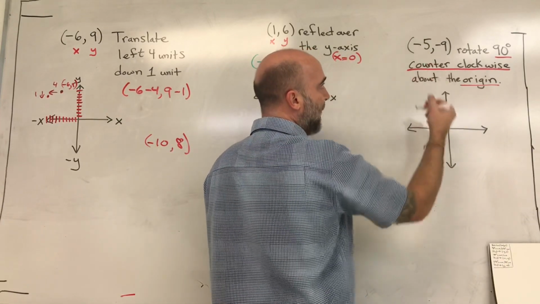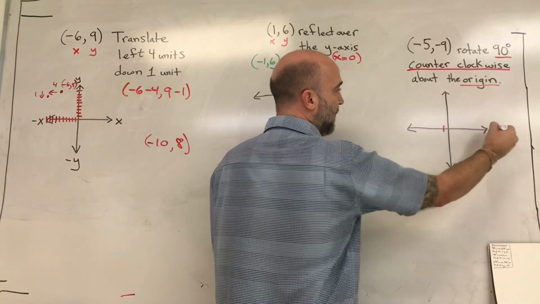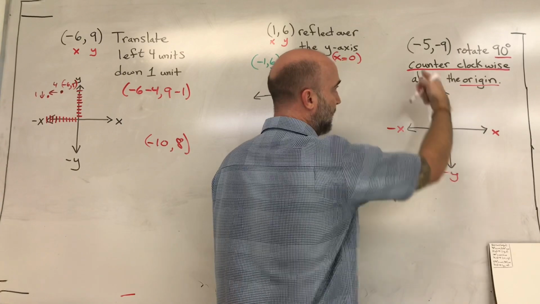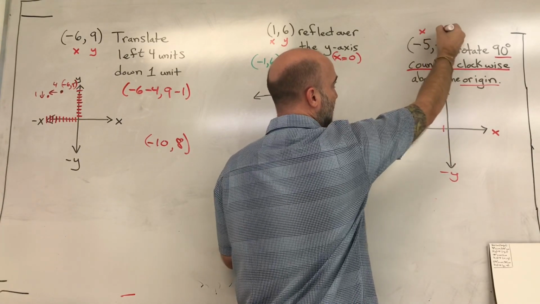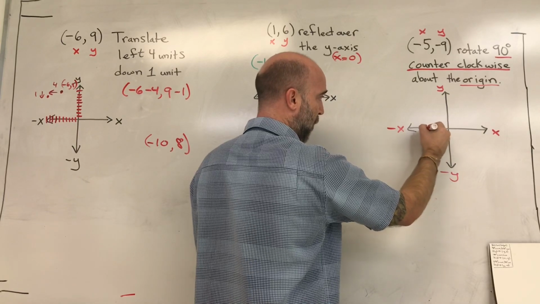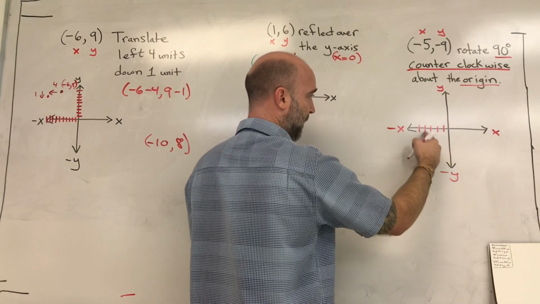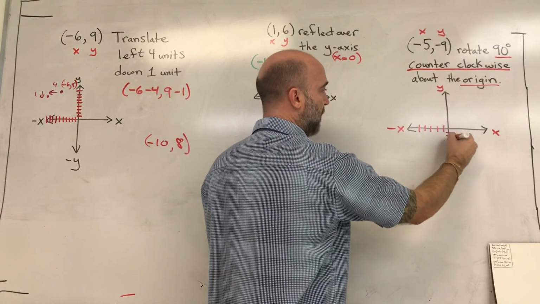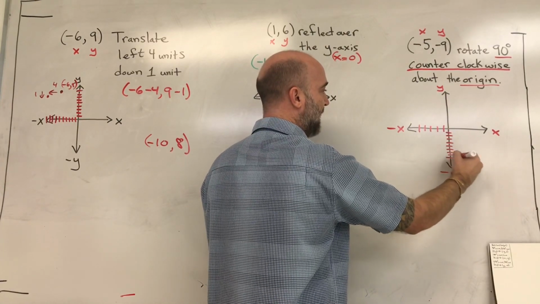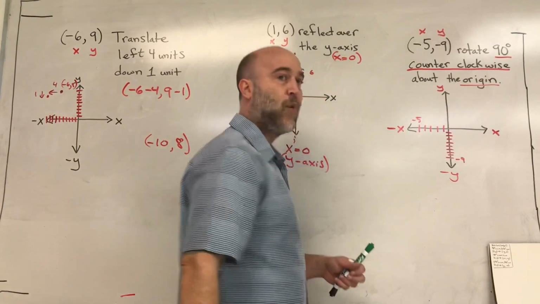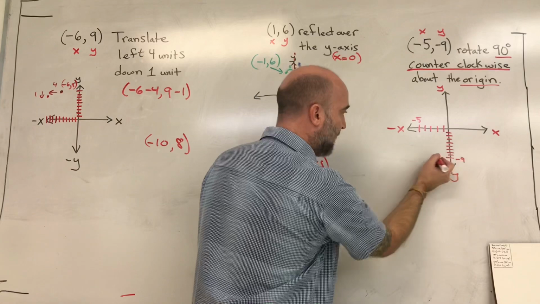So this is -5, -9. This is my x, this is my y. -5 for my x, -9 for my y. 1, 2, 3, 4, 5 on the x in the negative direction. 1, 2, 3, 4, 5, 6, 7, 8, 9 in the negative y direction. So here's my point.